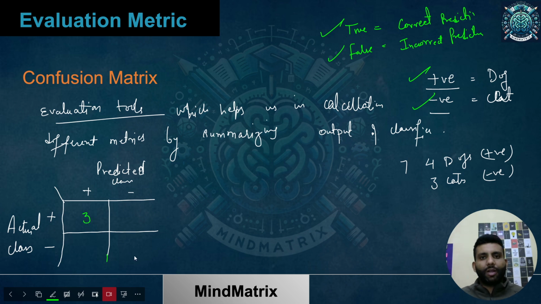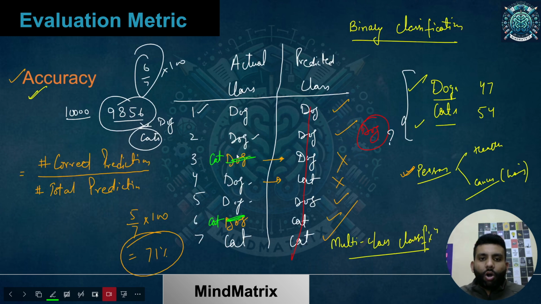Now, what is for this? What will come over here? When actual was positive class, which is dog, but it was predicted to be negative, that means cat. So dog predicted cat. I guess only this was the instance. Only this was.